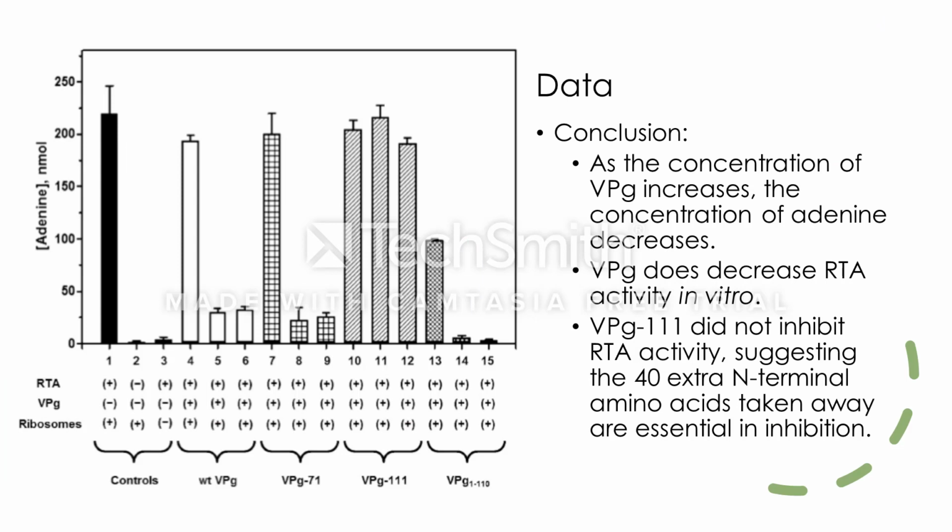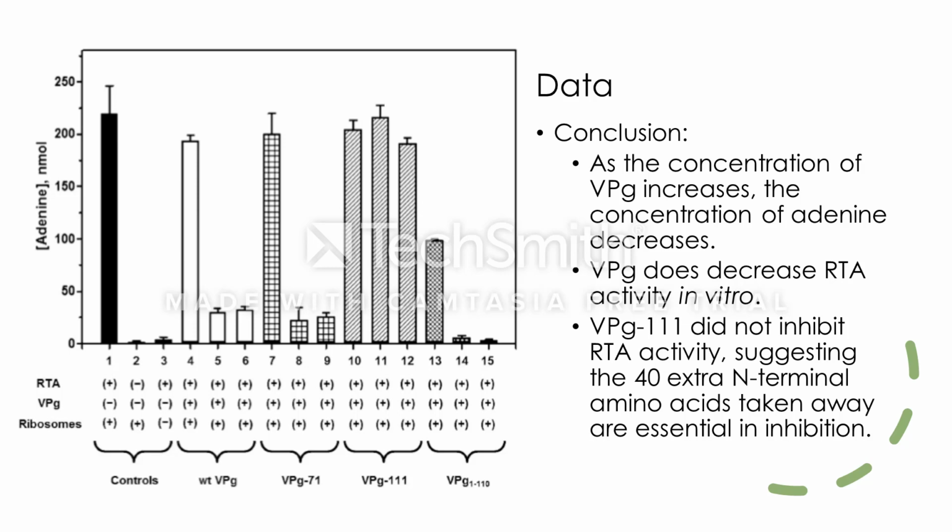As seen in the figure, there are three groups on the x-axis per each group of different VPGs. Each group represents a different concentration of that VPG group. So it goes 50 nanomoles, 100 nanomoles, and 200 nanomoles for each group. As you can see, for every VPG group except for VPG 111, as the concentration of VPG increases, the concentration of adenine decreases, indicating that VPG does decrease RTA activity in a dose-dependent manner in vitro.